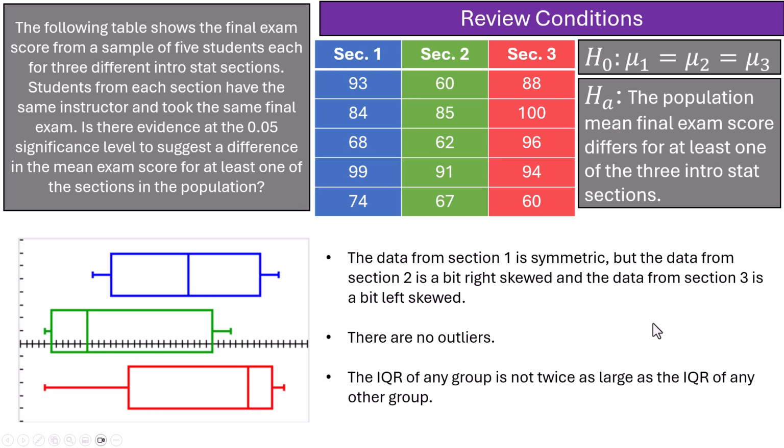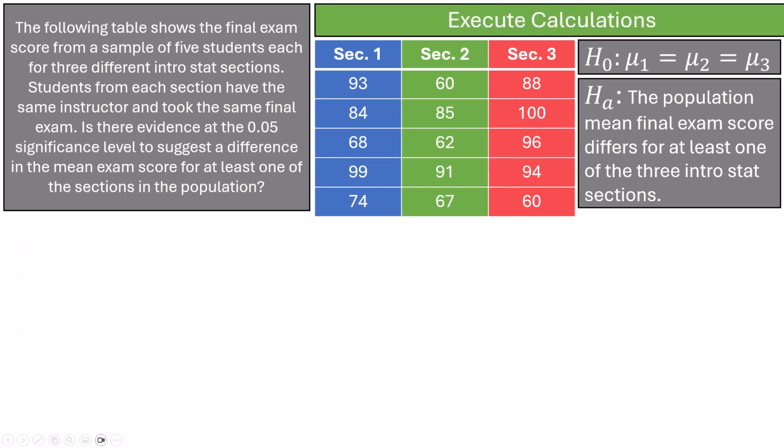So although we had a little bit of an issue in terms of the symmetry, there aren't any outliers, and the IQRs are very close. So we're going to go ahead and move forward with the test. Okay, next we're on execute the calculations.